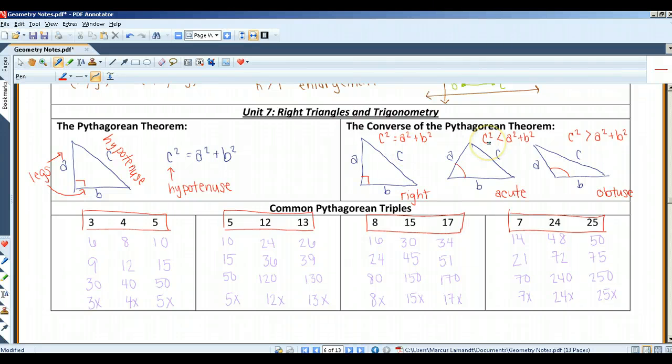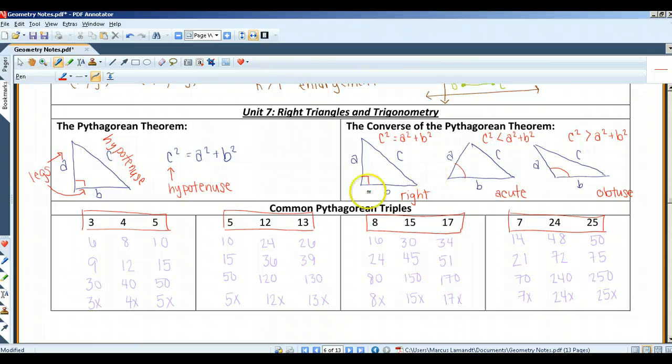Some other things we can determine, these are actually not part of the converse of the Pythagorean theorem, but they're related, so I just kind of threw them in the box. If c squared is less than a squared plus b squared, you know the triangle is acute. If c squared is greater than a squared plus b squared, remember c is the longest side, then the triangle is obtuse. Okay?